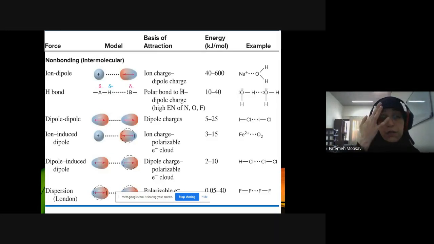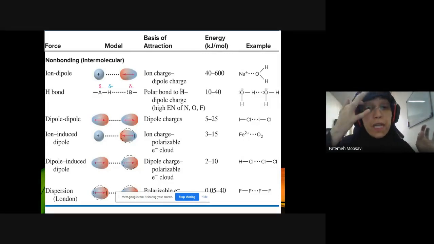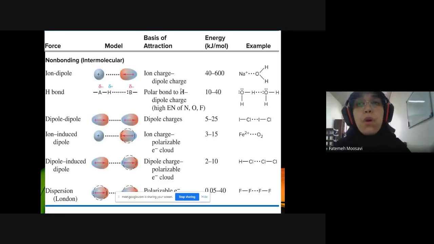You see that ion-dipole interactions are stronger than hydrogen bond. Hydrogen bond and dipole-dipole interaction are comparable with each other. And the dispersion interaction is the weakest interaction observed between molecules. In addition, dispersion interaction is observed between all molecules, and it is the only type of interaction between non-polar molecules. It is so weak because the molecules should induce dipoles on each other.